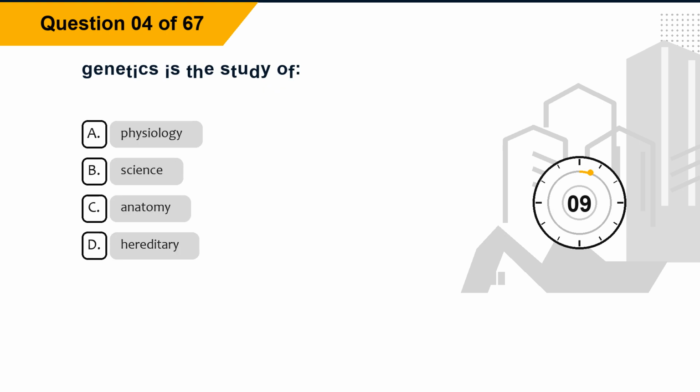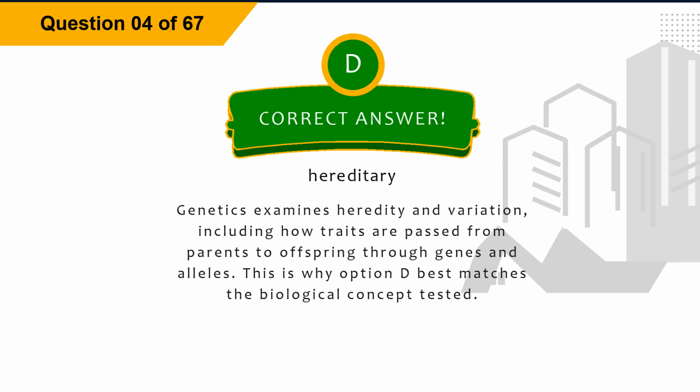Question 4. Genetics is the study of. Option A, physiology. Option B, science. Option C, anatomy. Option D, heredity. The correct answer is option D, heredity. Explanation. Genetics examines heredity and variation, including how traits are passed from parents to offspring through genes and alleles. This is why option D best matches the biological concept tested.